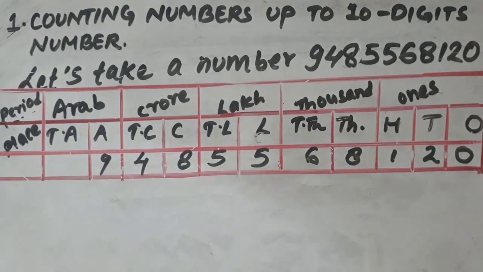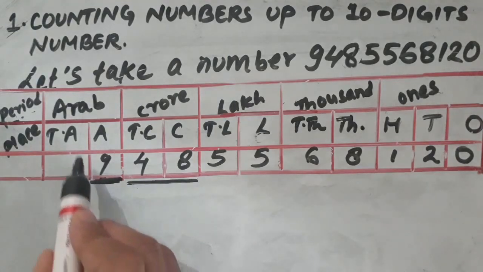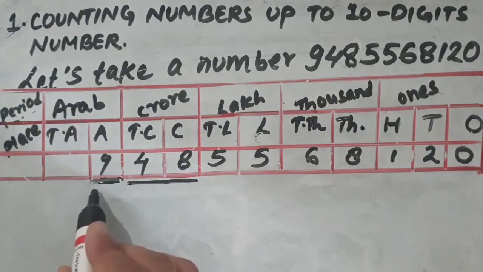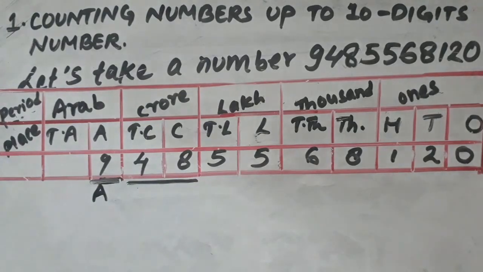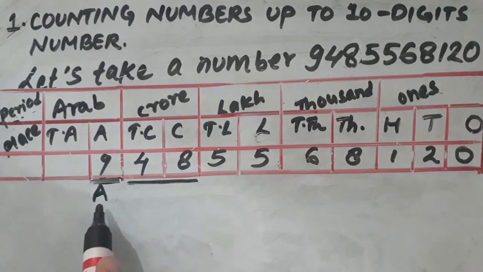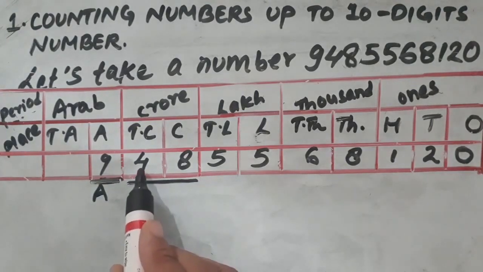Now students, let's understand how to write the number name of any number. So let's look at this number. We should count from ones, tens, 100, 1000, 10,000, lakh, 10 lakh, crore, 10 crore, Arab. So students, this 9 comes under the period of Arab. 9 चाहिँ Arab को period मा आउँछ. So let's write A. 9 comes under the period of Arab. Therefore, I have written A. A for Arab.